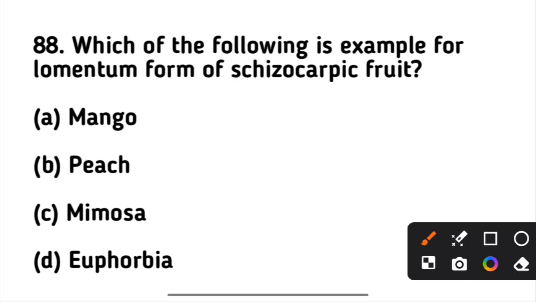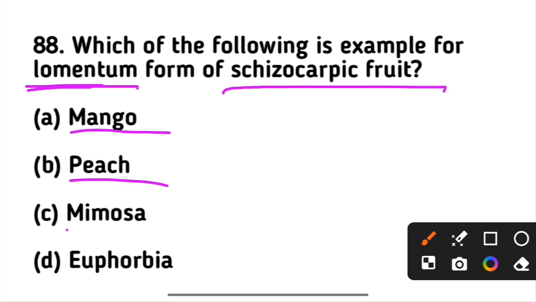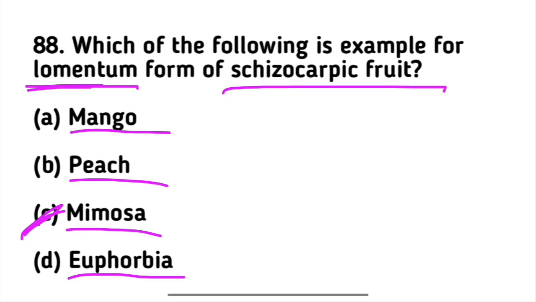Next, which of the following is an example of lomentum form of schizocarpic fruit? Mango, peach, mimosa, euphorbia. Option C is correct, mimosa.